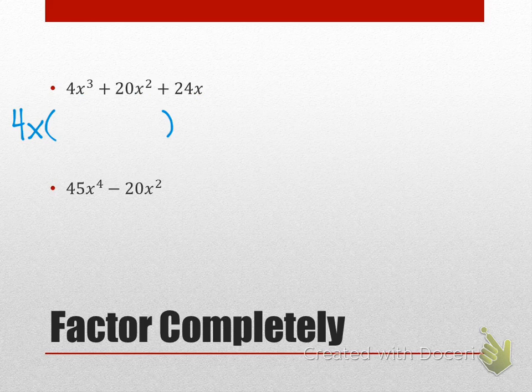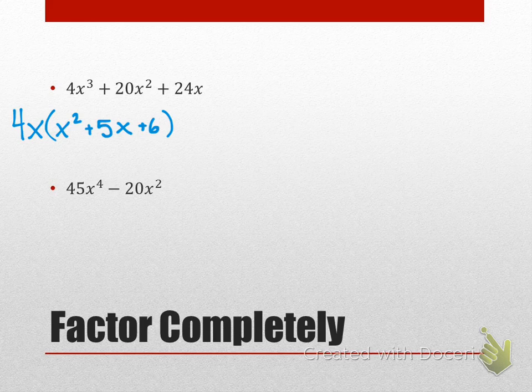So let's rewrite what's in parentheses. 4 divided by 4 is 1. If I had 3 x's and I took 1 out, I'm left with 2, so I leave it as x squared. You don't have to write the 1, though you can if you want to. 20 divided by 4 is 5. If I had 2 x's and I took 1 out, I'm left with 1. 24 divided by 4 is 6. If I had 1 x and I took it out, I'm left with none.